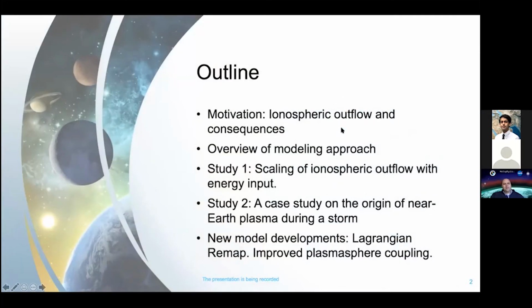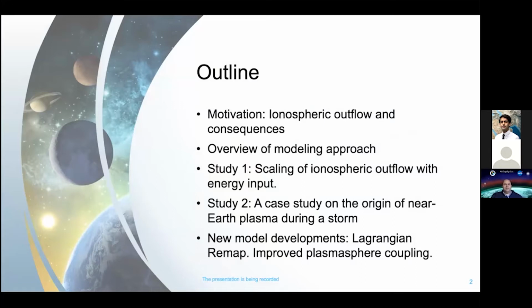As an outline, I'm going to start off with a little bit of motivation: what is ionospheric outflow and what consequences does it have. If you saw Rick Chappel's talk a couple of weeks ago, you probably already have a lot of this in mind, but for those of you who missed it, I'll go through some of the motivation again. I'm also going to give an overview of the modeling approach. And then I'm going to talk about two specific studies.